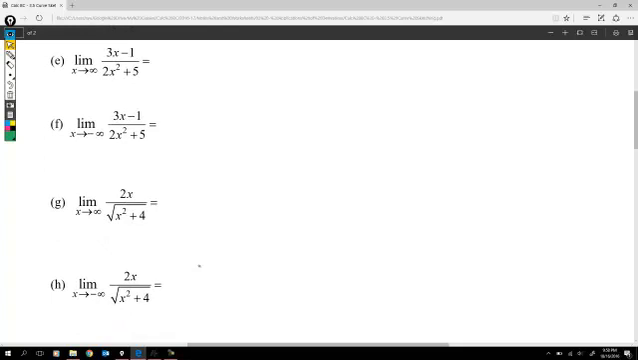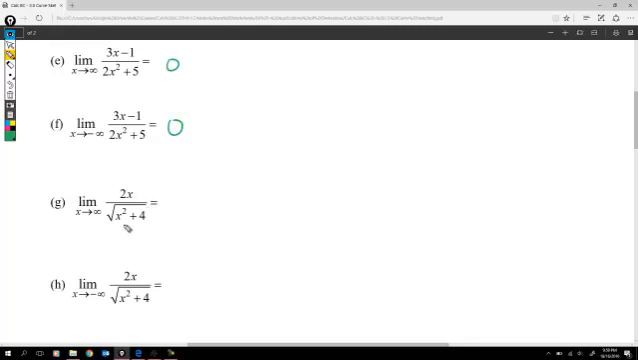All right, and let's move on. So now the power on bottom is greater than the power on top. I know that this is going to be a much bigger number. So I'm dividing a smaller number by a much bigger number. It'll approach 0. Right, and for negative infinity, it doesn't really matter. There's no such thing as negative 0. So the answer is still just 0.